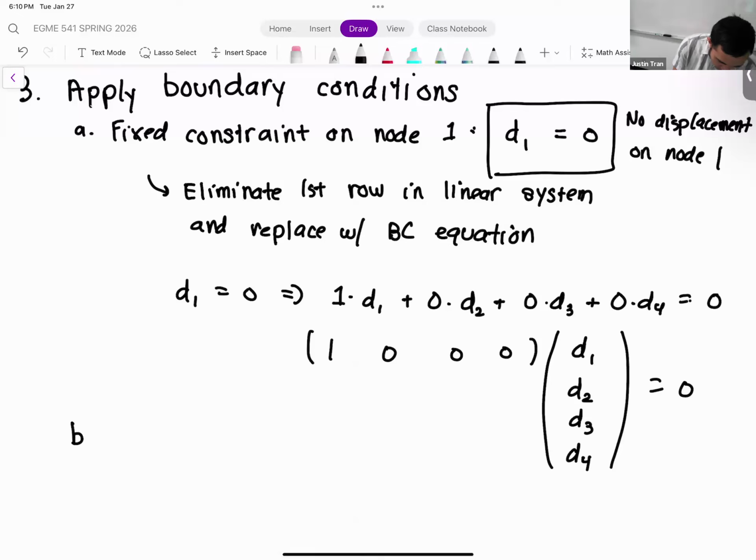So that's the first boundary condition. The next boundary condition that we have is a tensile force being applied on node 3.